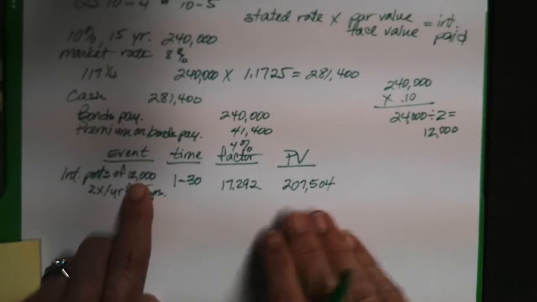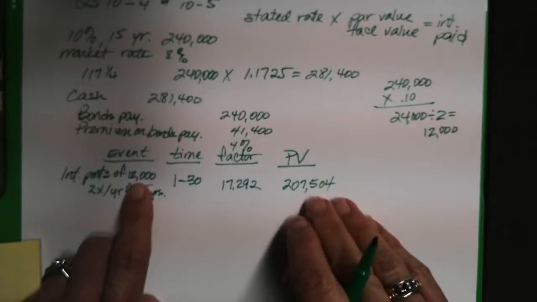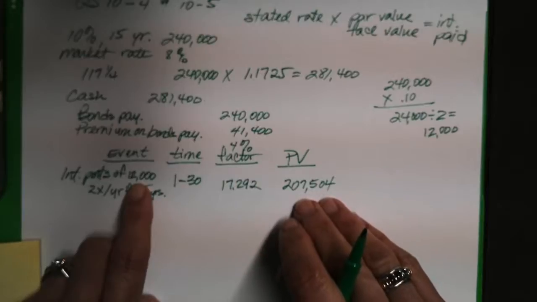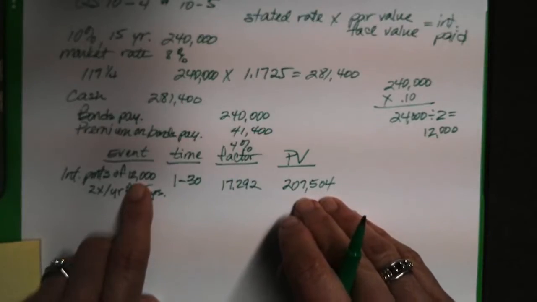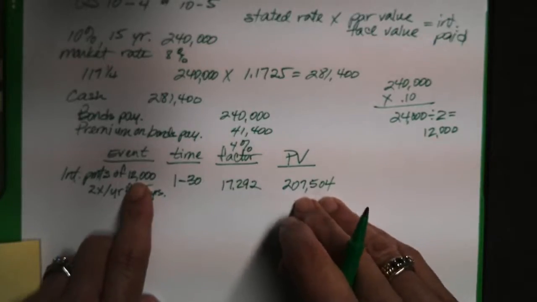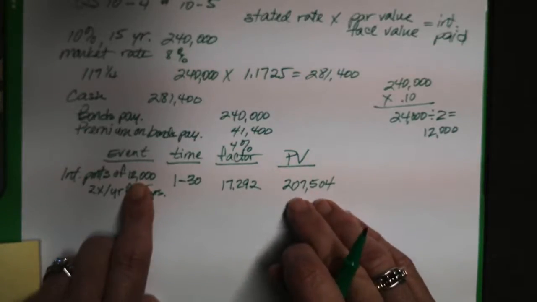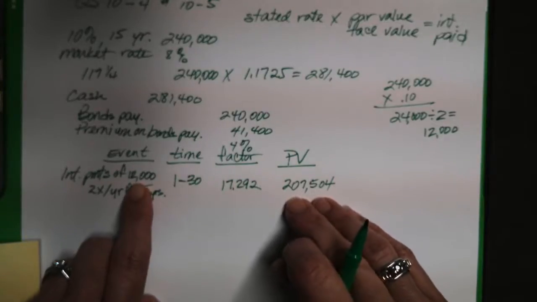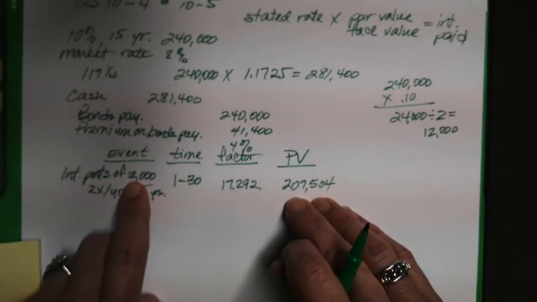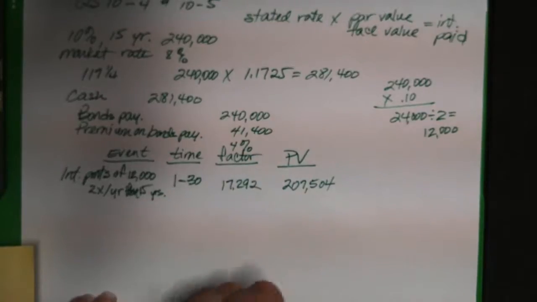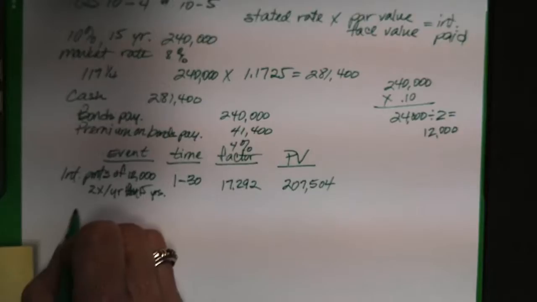So you would be indifferent as to whether somebody gave you $207,504 today or whether they gave you $12,000 twice a year for the next 15 years, if 8% was the rate, if 8% was how much you could earn on your money. You wouldn't care if you had $207,504 today, or whether you got $12,000 twice a year for 15 years, which represents 4% twice a year. Okay?